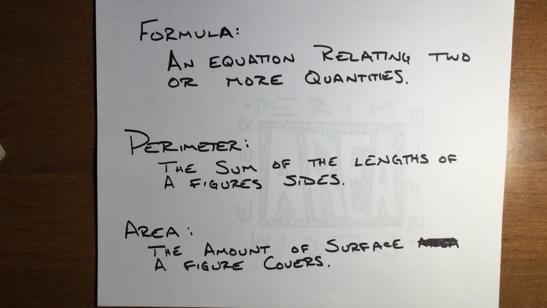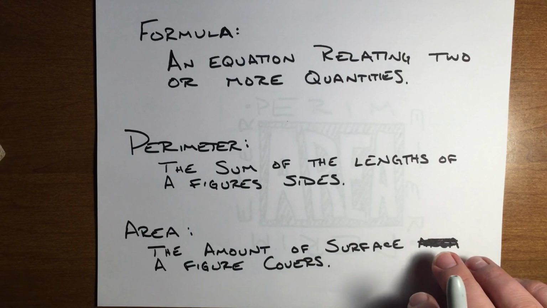So for example, our first one is going to be the perimeter formula. It's going to relate the perimeter to the lengths of the sides. So really the perimeter is just the sum of the lengths of a figure's sides. An area is really the amount of surface a figure covers.